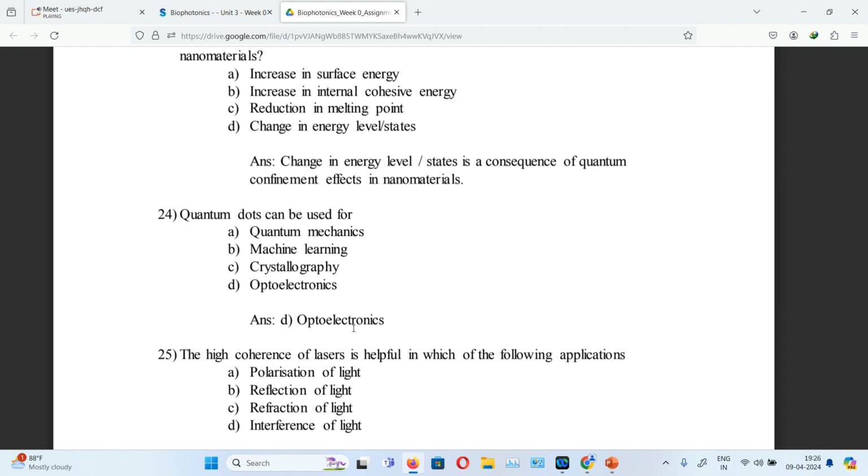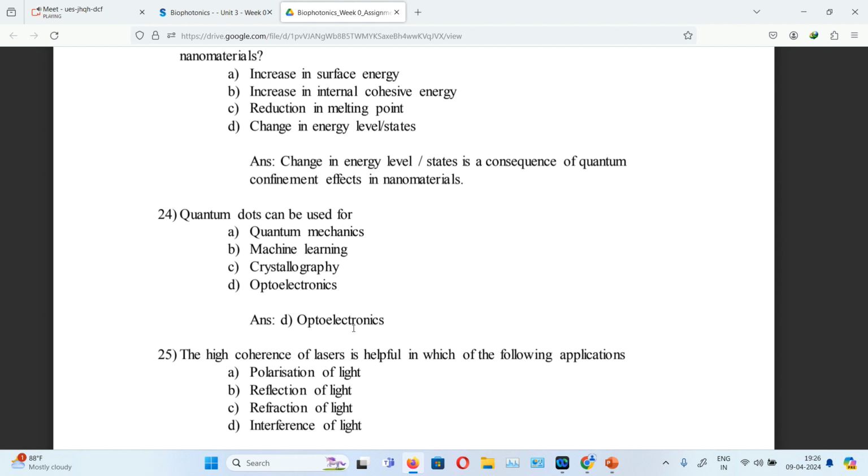High coherence of laser is helpful in the following application: polarization of the light. Polarization and coherence are two independent phenomena. Coherence is actually saying how all the waves are exactly in phase. Polarization tells about how the transverse wave is vibrating in a plane in the perpendicular direction of the propagation.